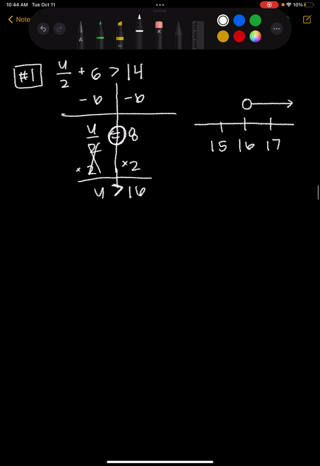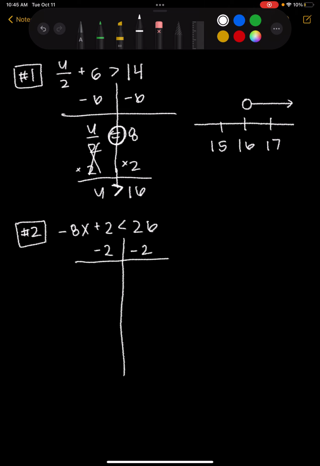All right, let's go through another example. So the second example is negative 8x plus 2 is less than 26. We want to get rid of the 2 and the negative 8. The first thing I'm going to do is get rid of the 2 by subtracting it from each side. We have negative 8x less than 24. Now we want to get rid of the negative 8 by dividing by negative 8 on each side.